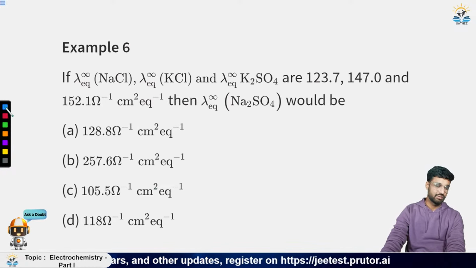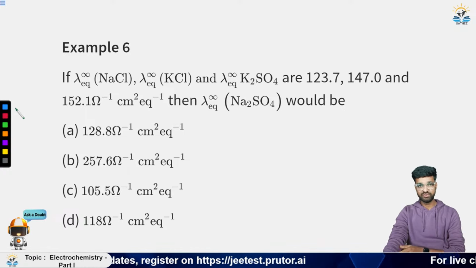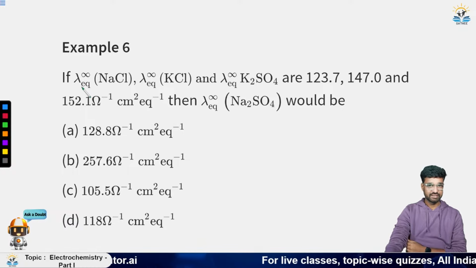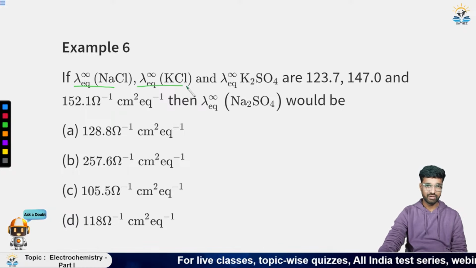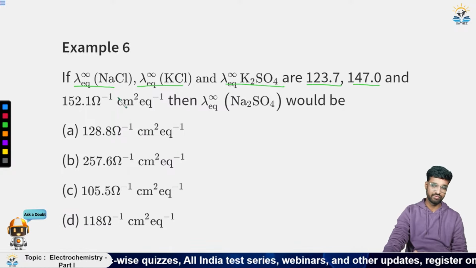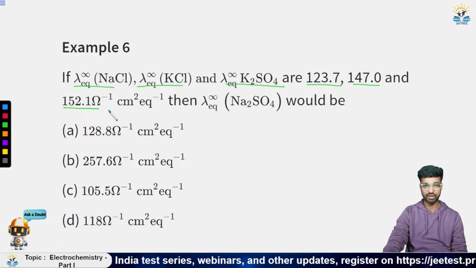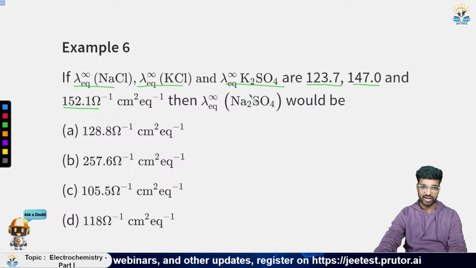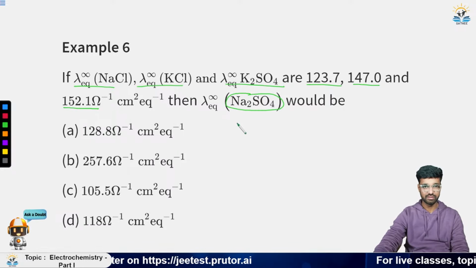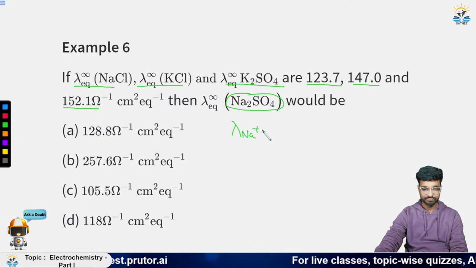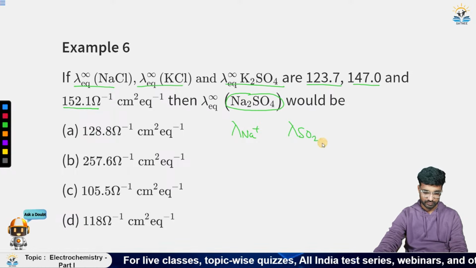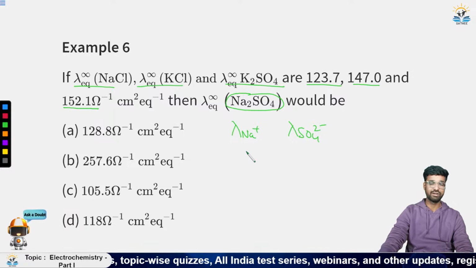Now let us move to the next question. The solution will not be given. I will just give you a hint and you have to solve it by yourself. Three pieces of information are given: lambda equivalent of NaCl, lambda of KCl, and lambda of K2SO4, that is 123.5, 147.0, and 152.1. We have to find it for Na2SO4. We know lambda of Na plus and lambda of SO4 2 minus. If we have these two, we can calculate our required answer.